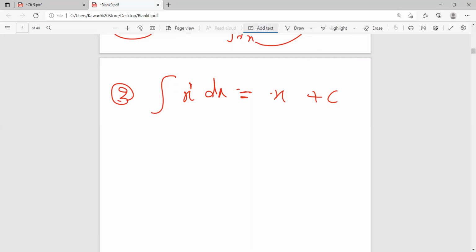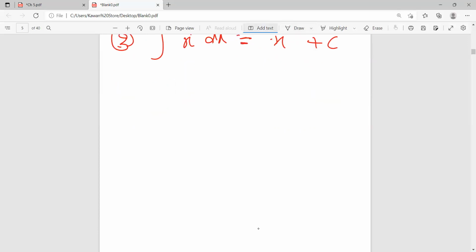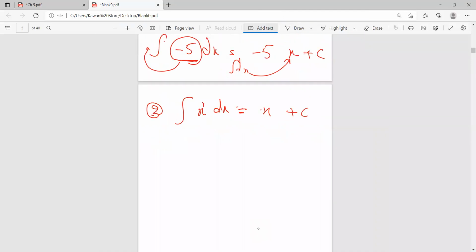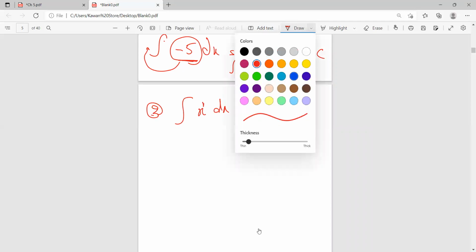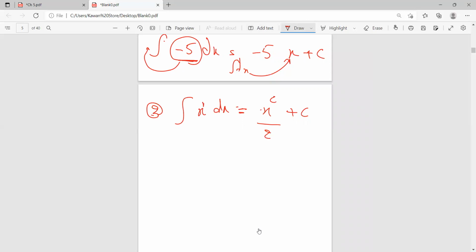And also I'm going to divide by 2. So add one to the exponent, and divide by this new number. Maybe you ask me why. Just let me tell you why.